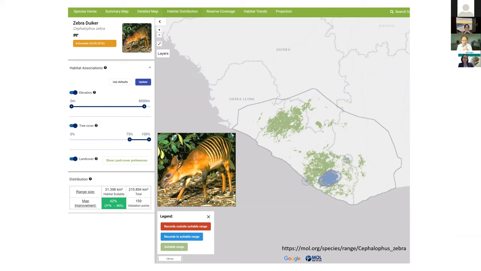Here, just one example, the zebra duiker is a highly threatened species in West Africa that we're able to now map in really quite a powerful detail. Here in green, the pixels that are within what experts consider the suitable, larger range of the species, but that are also suitable in terms of the remotely sensed land cover and land cover conditions as they pertain to the ecology of the species.